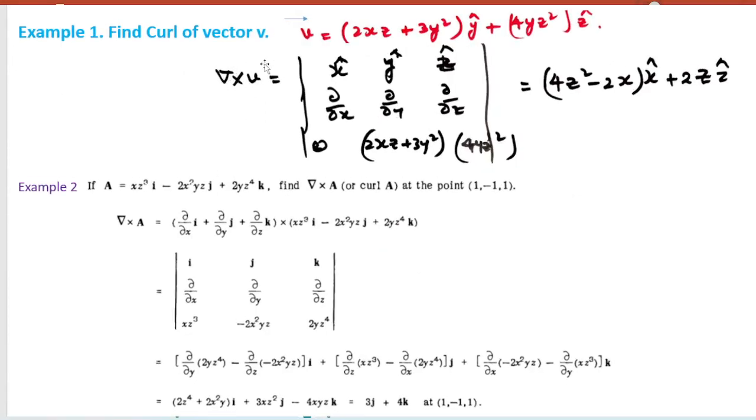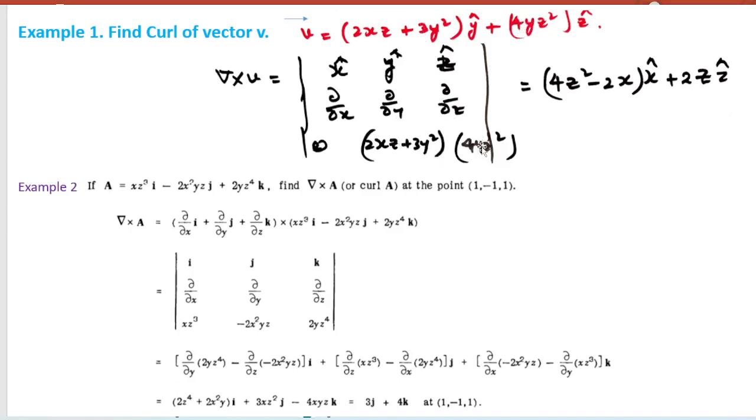Now we find out the curl of a vector v. Here it is given as 2xz plus 3y square y cap plus 4yz square z cap. So again it is a Cartesian coordinate system, so we can use del cross v. Curl means del cross v vector: x cap, y cap, z cap, delta by delta x, delta by delta y, delta by delta z. Because there is no x cap direction component here, it will be taken as 0. For y cap, it is 2xz plus 3y square, that is a2.